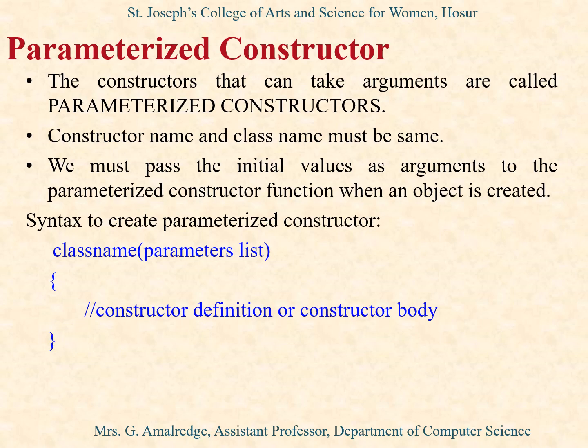Parameterized constructor. The constructors with arguments or parameters are called parameterized constructors. We know that constructor name and the class name must be same. In parameterized constructors, we must pass the initial values as arguments when an object is created. This is the syntax for creating parameterized constructor. Class name with parameters list and constructor body.